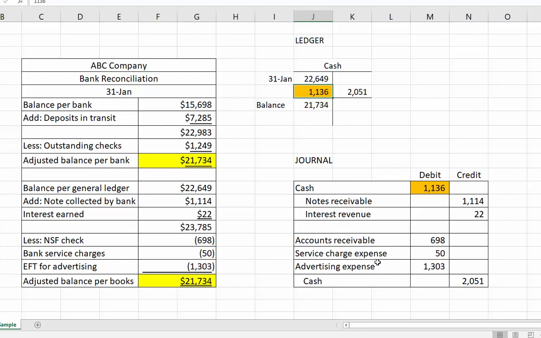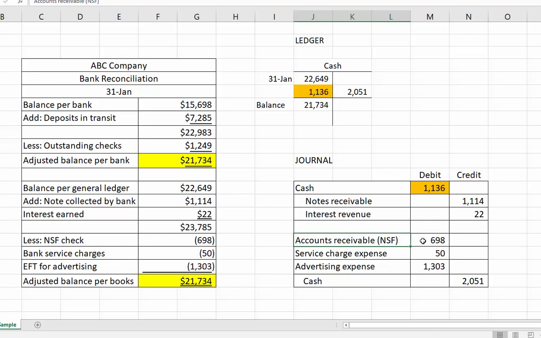All right, our next journal entry, we're debiting accounts receivable. Why are we debiting accounts receivable? Well, we're debiting accounts receivable for the NSF check. Why? The customer still owes us the money, right? We thought the customer had paid us. We took it out of their receivable, but guess what? They didn't really pay us because the check bounced. So this customer still owes us $698.